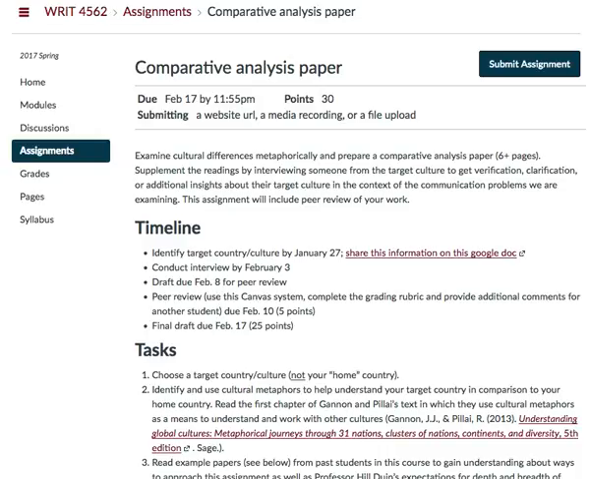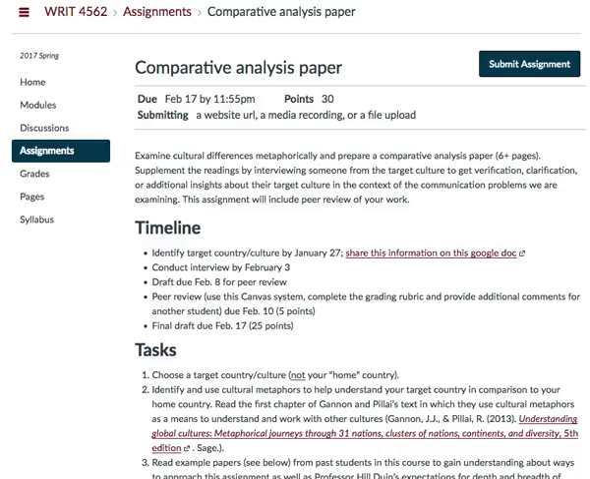This is International Professional Communication, and just some detail on the comparative analysis paper, the first major assignment in this course. As you know from other videos, the purpose is to examine cultural differences metaphorically and prepare a comparative analysis paper, a minimum of 6 pages. You have multiple examples here to see what others have written before in previous courses to get a sense of this assignment as well. By now you should have identified your target country or culture and have shared this information on the Google Doc, the link there from the Canvas site.